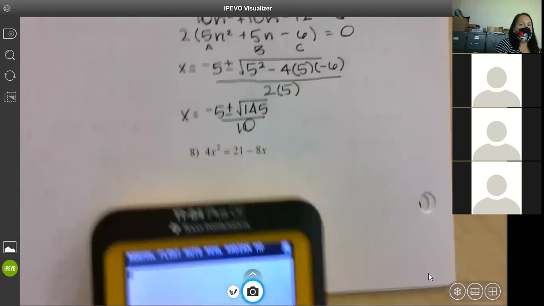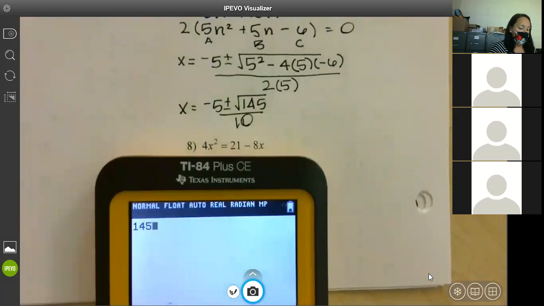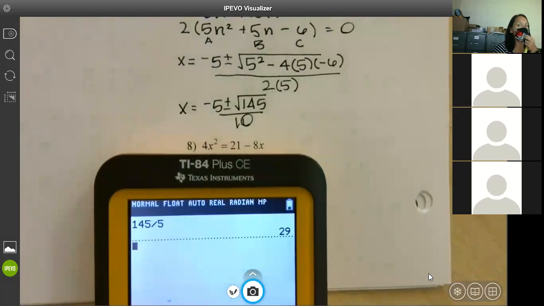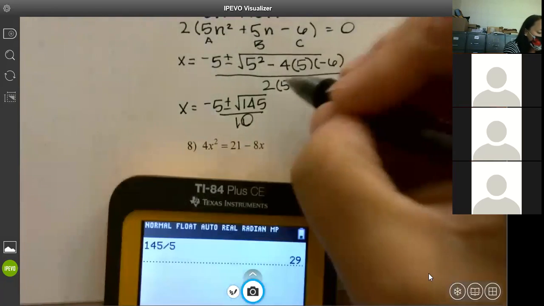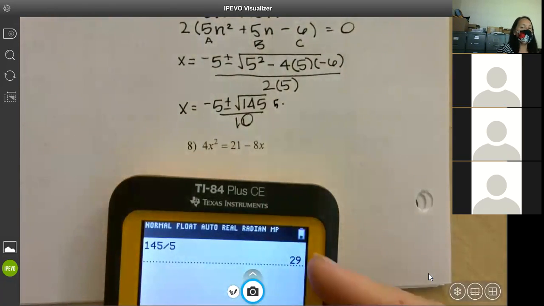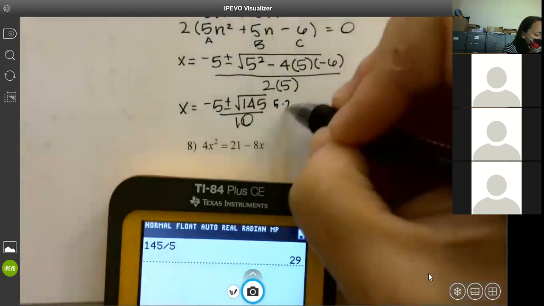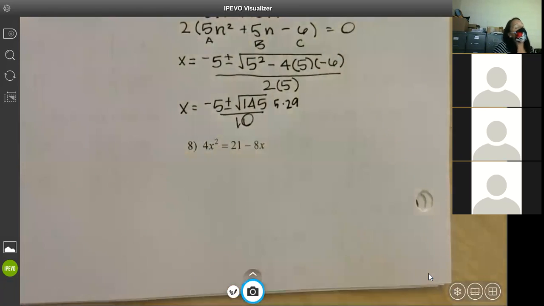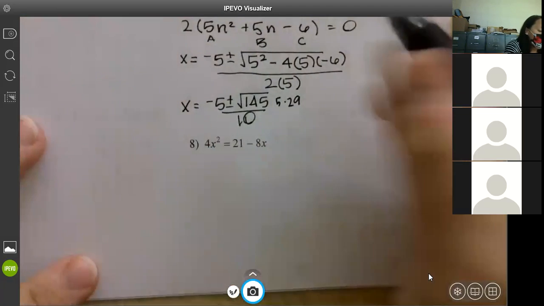Guys, if you don't know those, guess them. I know that 145 is divisible by 5 because it ends in 5. So that's a factor. 29 is a factor. Do I have any more factors of 29? Does it break down? No. If it will not break down and I don't have double factors, then I just keep it. Okay, I keep it.